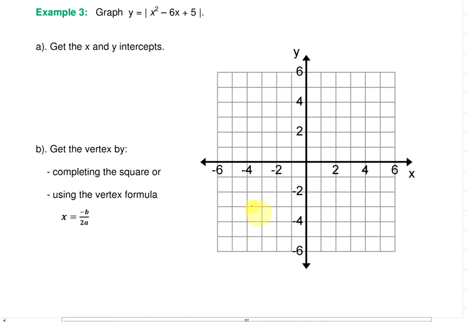So our last example for this section, 7.2, example 3, we want to graph y equals the absolute value of x squared minus 6x plus 5. So once again, a quadratic. And we are going to start by taking a look at its related function, which is y equals x squared minus 6x plus 5. Okay, so we're going to start by getting the x and y intercepts.